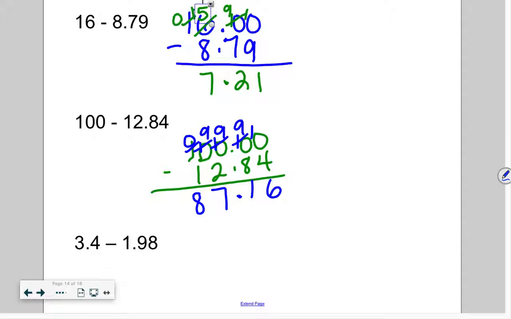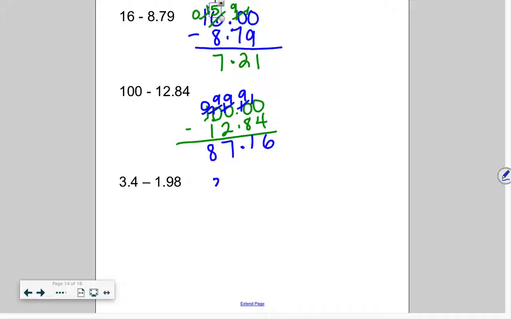Okay, if you haven't already done so, go ahead and do the next one. Make sure you have filled a 0 into the hundredths place. So if you borrow from the 4, it becomes a 3. Make sure your 0 becomes a 10. What's 10 minus 8? 2. Can I have 3 minus 9?